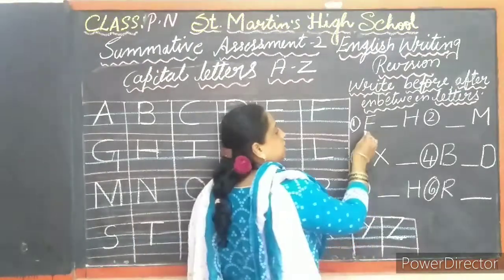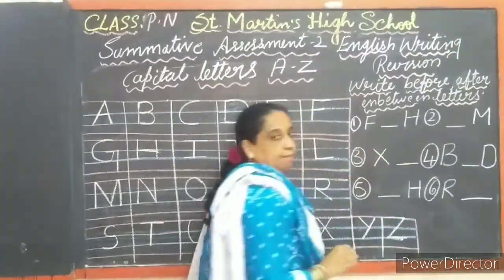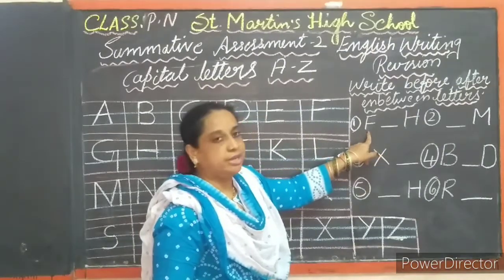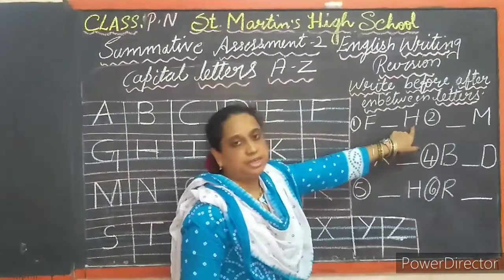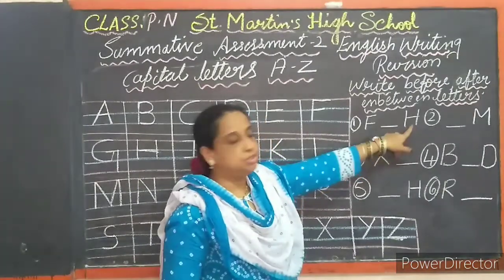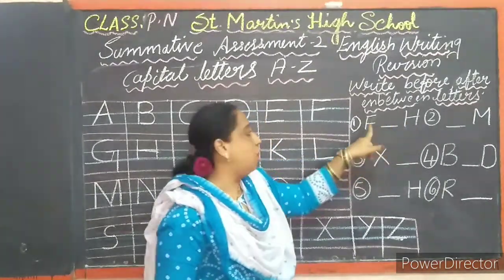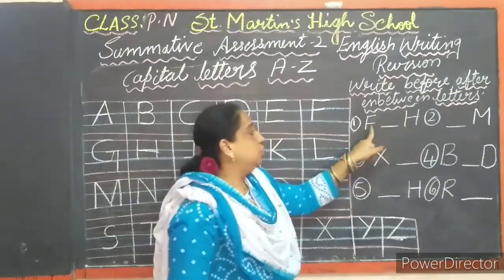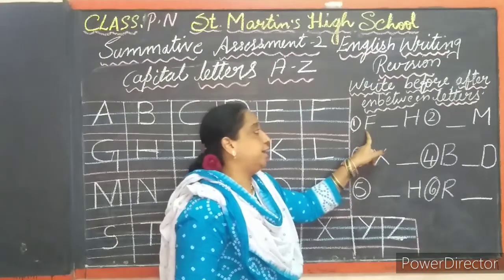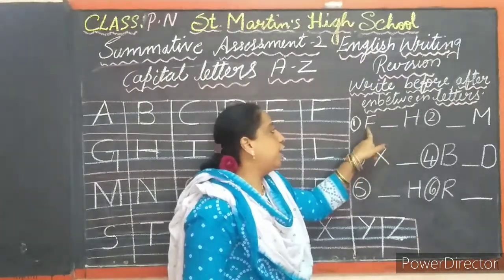Now here I have written F dash H. What have I written here? F I have written. In between I have written one dash, meaning sleeping line, and after that H is there. So now what do you have to do? You should think what letter comes in between F and H. Understood, children? You should identify, think and write the letter which comes in between F and H.